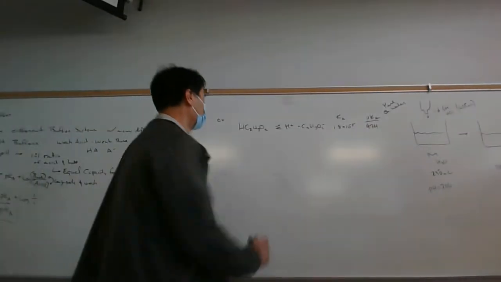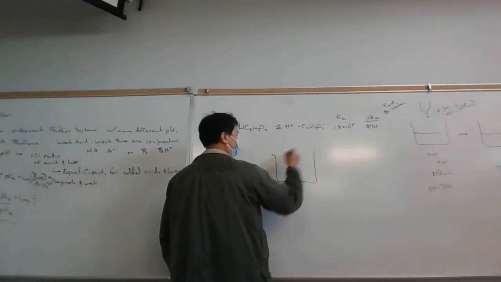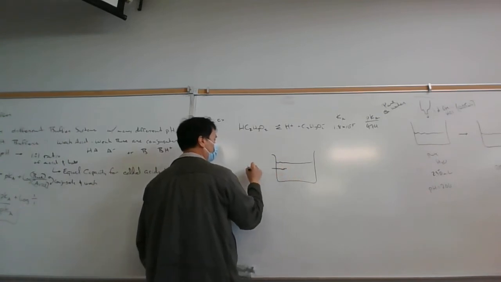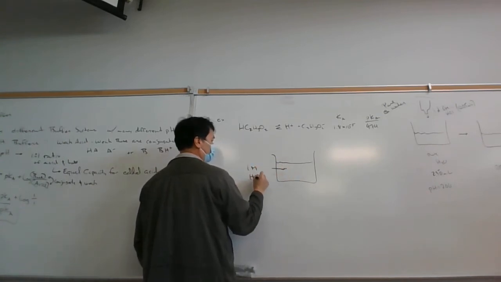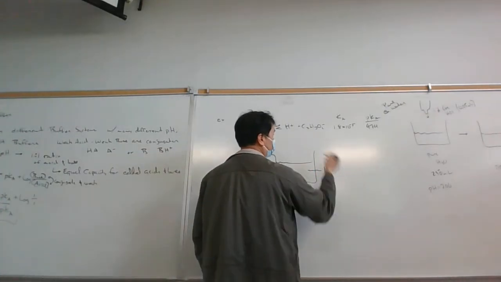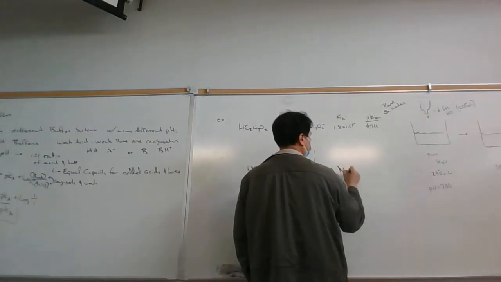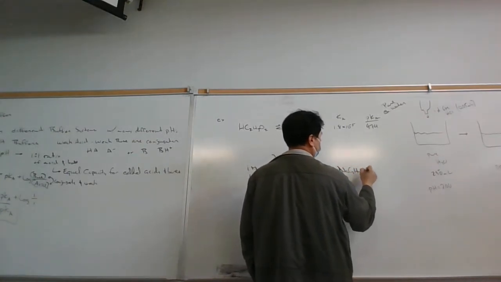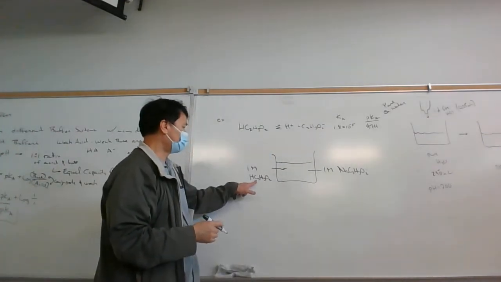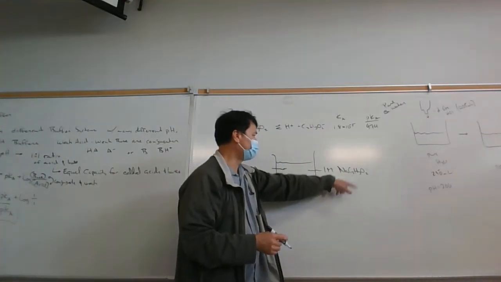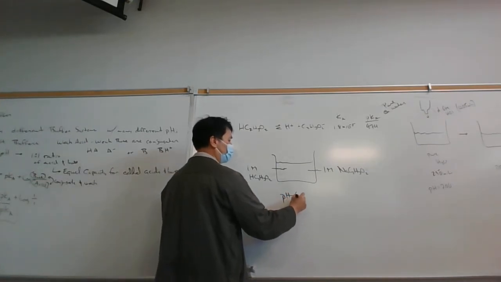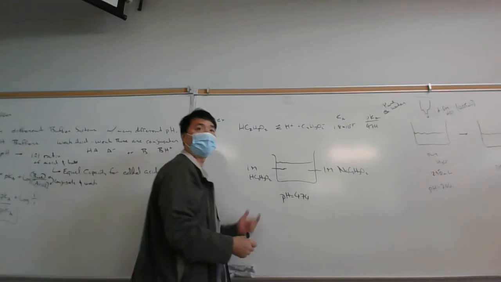So if I make a buffer like this, and I put in equal amounts, so let's say I put in 1 molar acetic acid and 1 molar sodium acetate. That would give me the acetate that I need. So I'll have 1 molar acetic acid and 1 molar acetate. Then I know the pH for this is going to equal 4.74, because I have equal amounts of both.